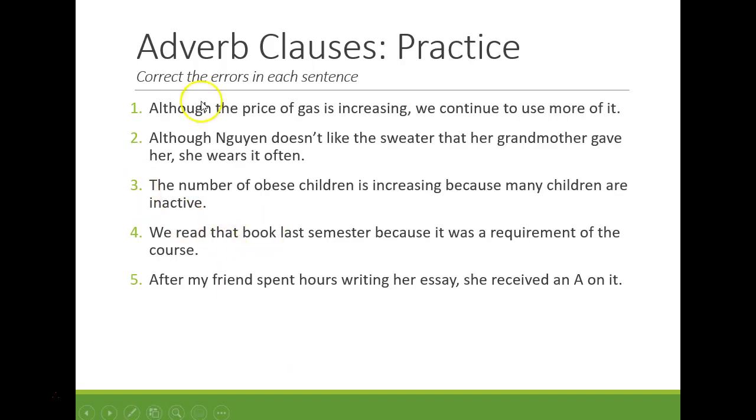So here we have a short practice, and there are some errors in each sentence. Go ahead and pause at this time so that you can think about the sentences. So let's talk about the errors.